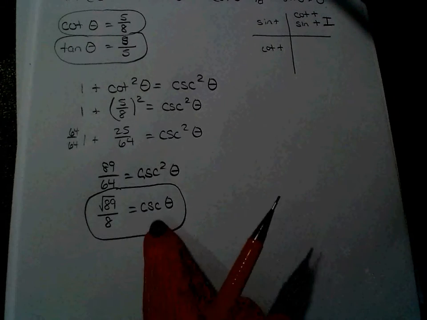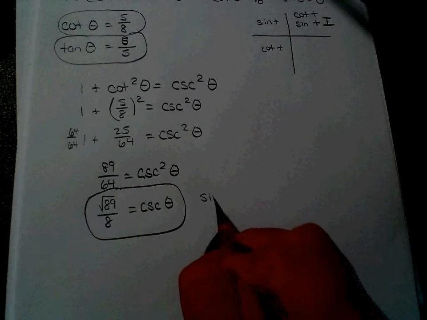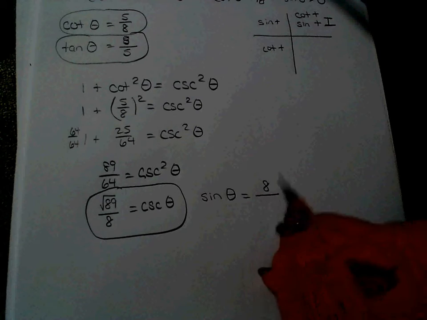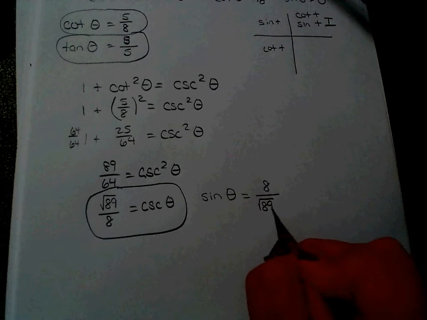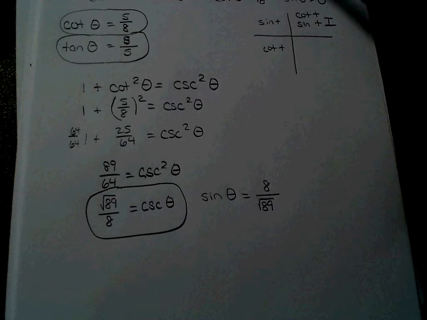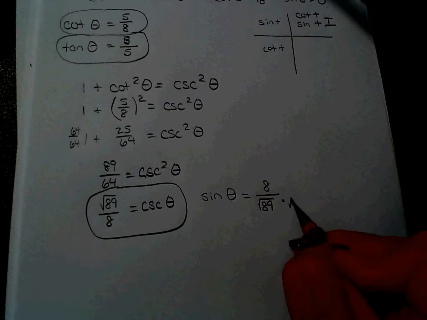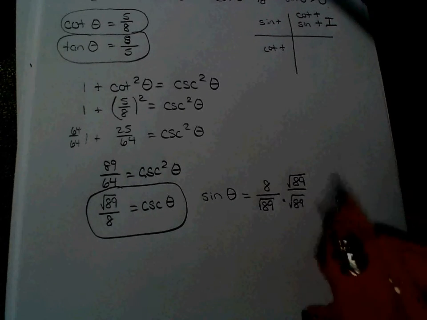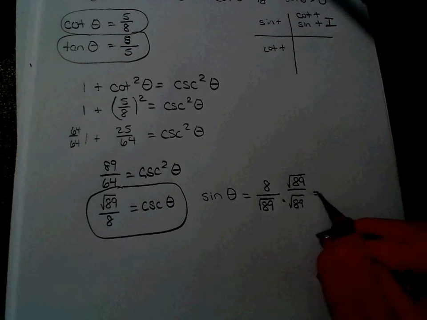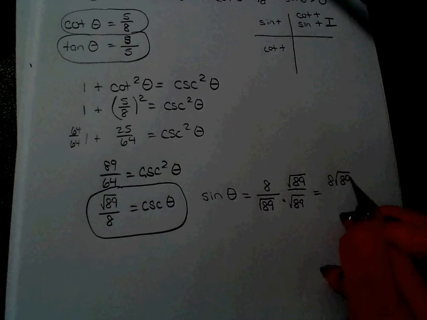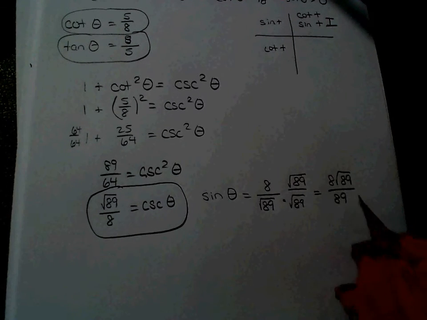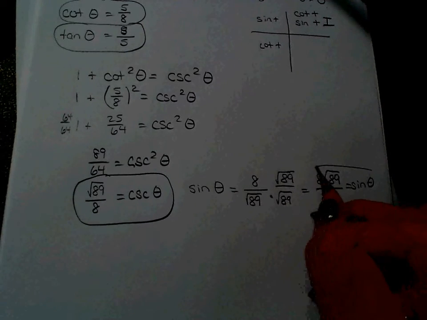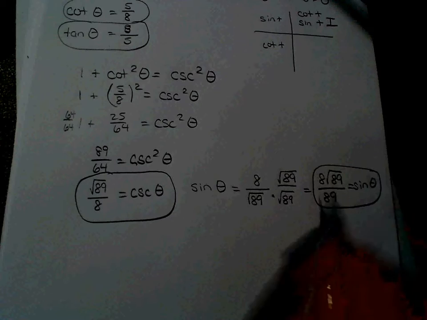I'm going to flip this one to get its reciprocal identity, which is sine. So when I flip it, I get this, but I can't leave the square root of 89 in the denominator. So I multiply by square root 89 over square root 89, what I call a fancy 1, and I get 8 times the square root of 89 over 89, and that is my sine. And again, it's positive because we're in quadrant 1 and everything is positive.